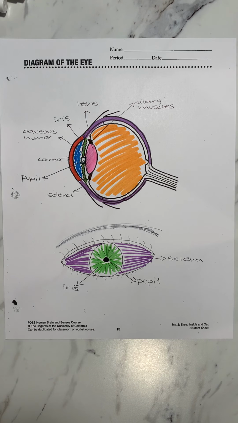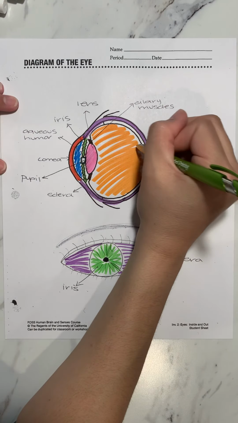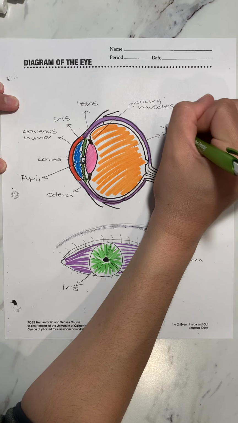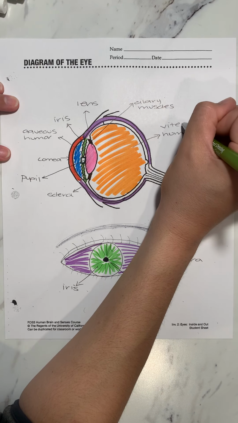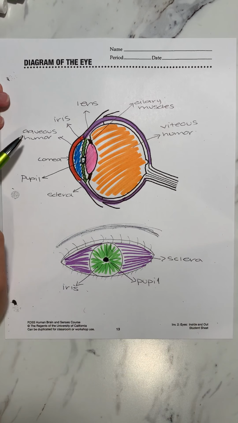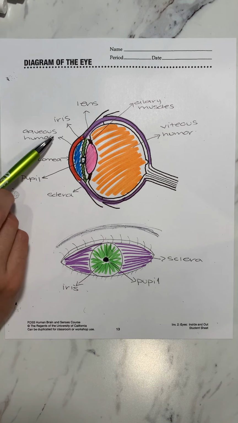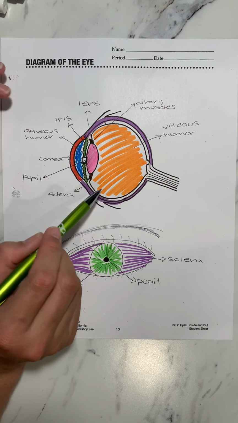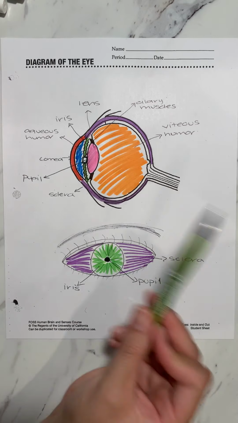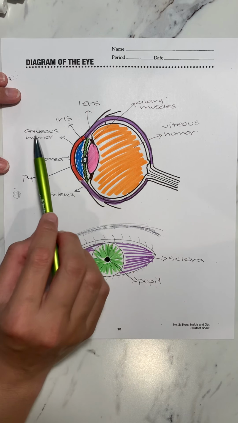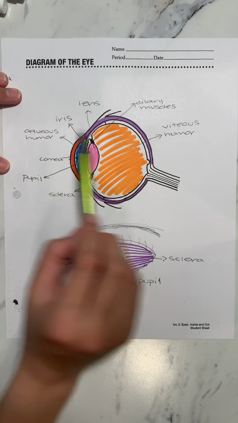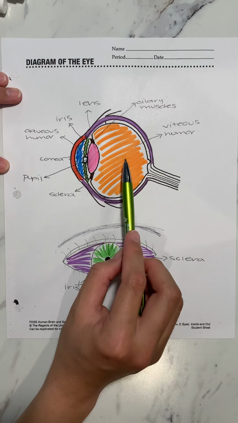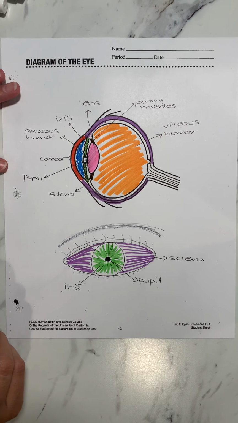Okay. And a way to remember, because there's two things that have the word humor with it, is if you think about, well, first off, aqueous, you can see the word aqua or agua, meaning water, right? That's a nice way to remember if you know Spanish and whatnot. But also, if you look at A versus V, A comes before V, so A is in the front of the line, or front of the eye, and V is in the back.